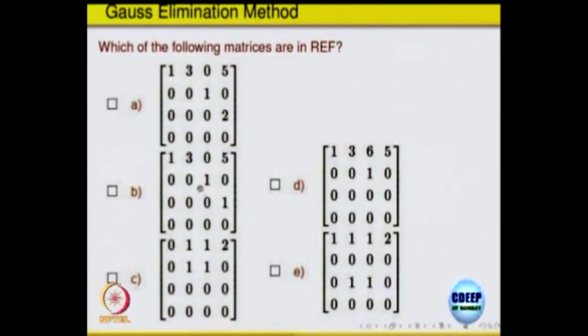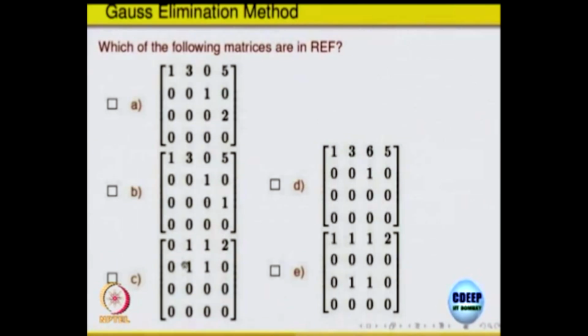Let us look at the second one. Here in the first row, the first entry is at the first column, the second at the third, and the third at the fourth. So P1 is 1, P2 is 3, P3 is 4. What is R? R is 3. There are 3 non-zero rows, right? For row 1, the non-zero entry is coming at P1, which is the first column. For row 2, it is coming at column number 3, and in the third row, it is coming at the fourth place. So P3 is 4, right? So this also is in the row echelon form.